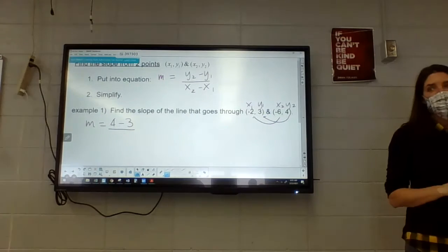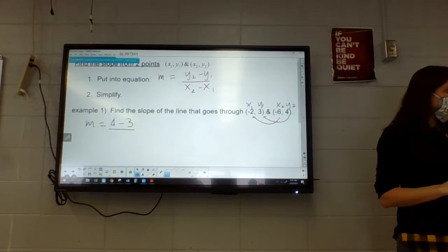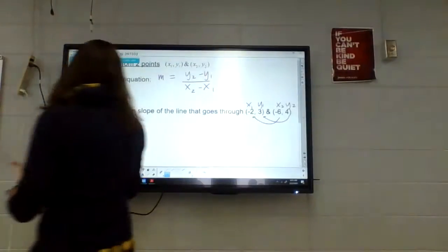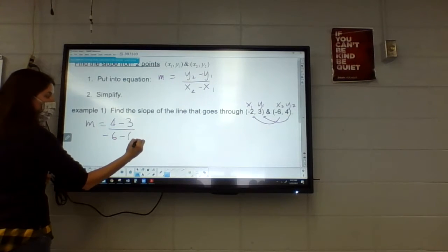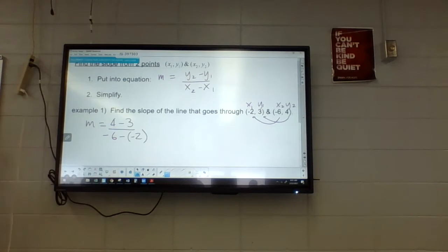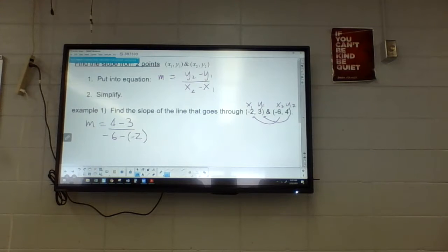But this one's a little bit bigger of a pain because we're doing -6 minus a -2, which is why that warm-up was so important. -6 minus a -2. So that double negative is what we want to think about there. Do you see, we just put all those into our formula, and now we just have to simplify it.